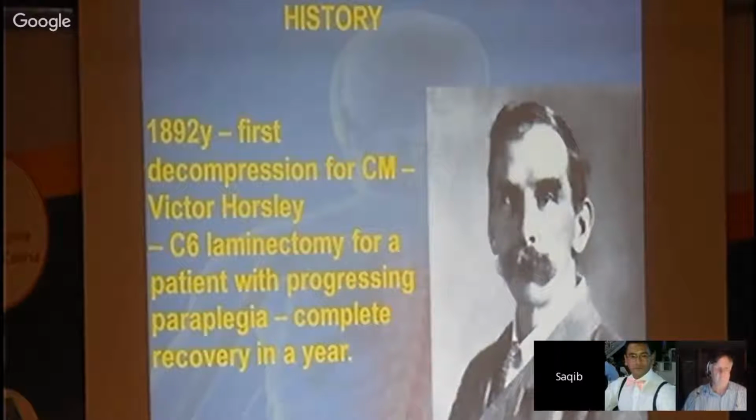So let's say something about the history, because we have to respect the teachers. Victor Horsley, for the first time, performed an operation for cervical spondylotic myelopathy as early as 1892. He did a C6 laminectomy for a patient with progressive paraplegia, and he had a complete recovery over a year, because he had performed this operation at an early stage.